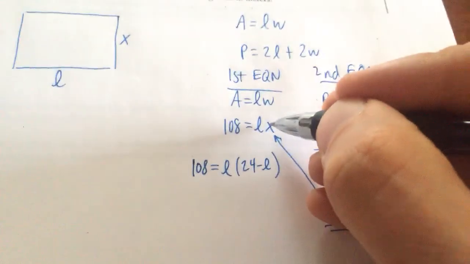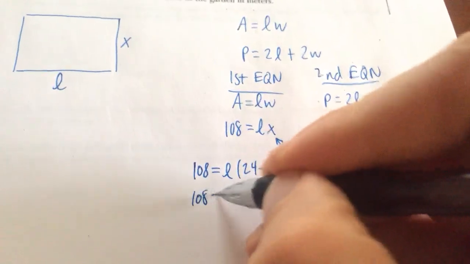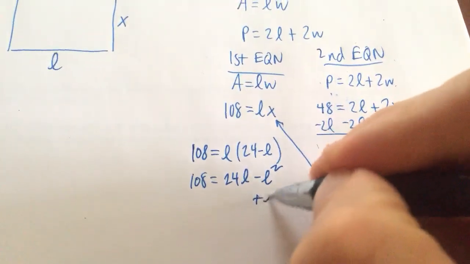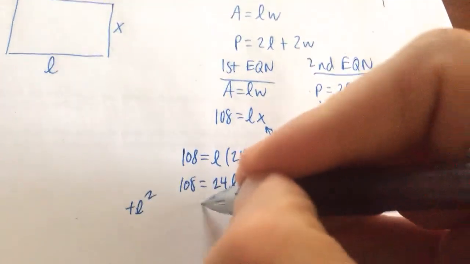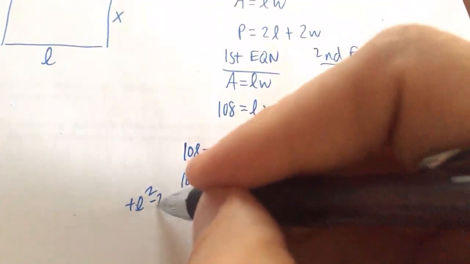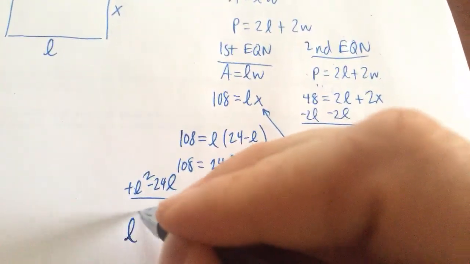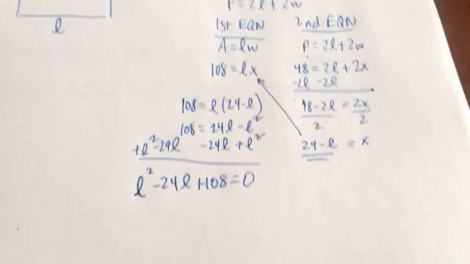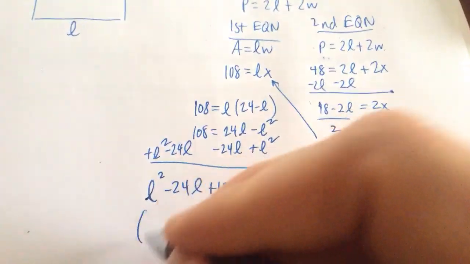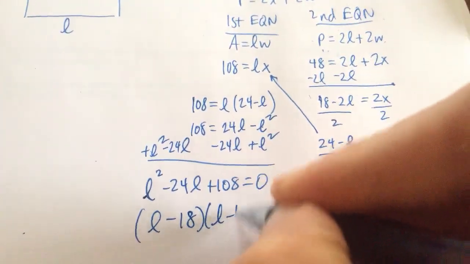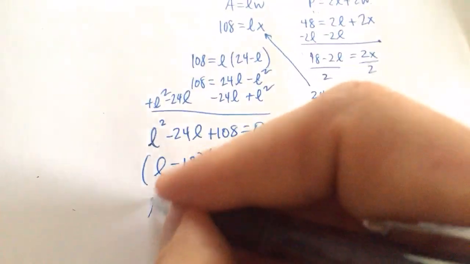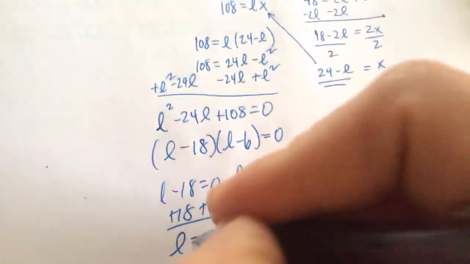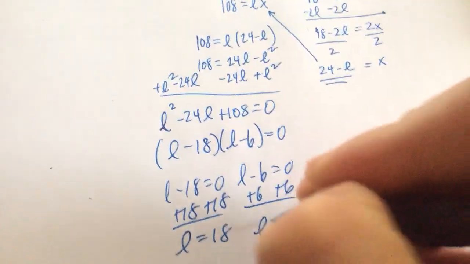After I substitute 24 minus L in for X, this is what I have, and now I am going to distribute, and I get 24L minus L squared. This is a quadratic equation. I'm going to move all of my terms to the left, mainly because that's negative. You have L squared minus 24L plus 108 equals 0. Then I could factor this and say L minus 18 and L minus 6 equals 0. Set both of these equal to 0. Solve for L. I get L equals 18. Add 6. L equals 6.